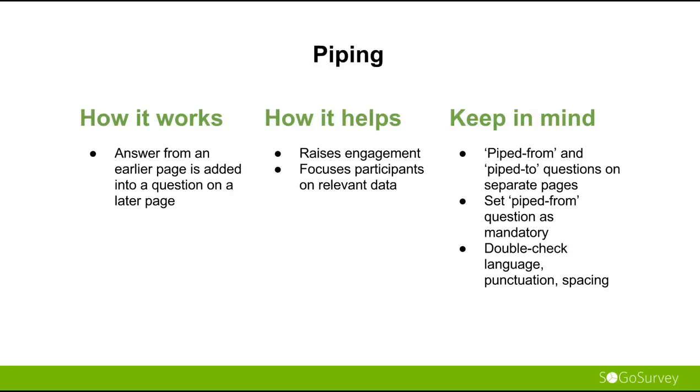So piping is a very simple feature, and that's why I've added it first here. They're in a little bit of sequential order on purpose, of course. Piping is a really great feature that takes a participant's answer from one page and adds it into a question on a later page. This is really great because it helps participants to feel engaged. Sometimes we're using, for example, their name in a similar style as like mail merge. So if you see your name later in a survey, it helps you to be more engaged and attentive because you feel like it's directed at you. But also it helps your participants to focus on some relevant data.